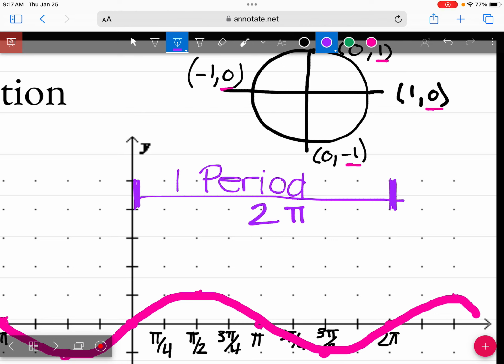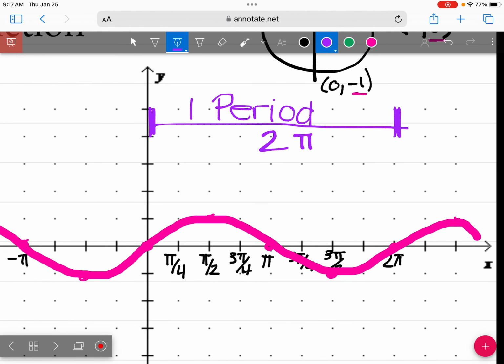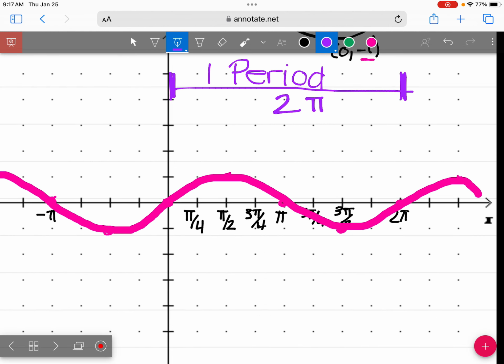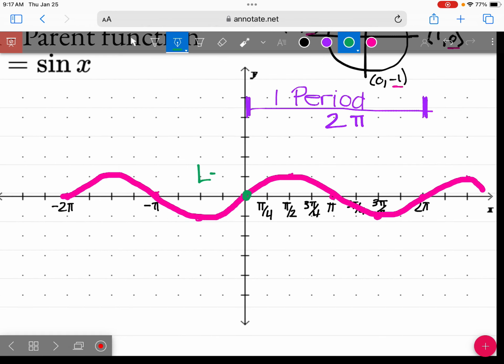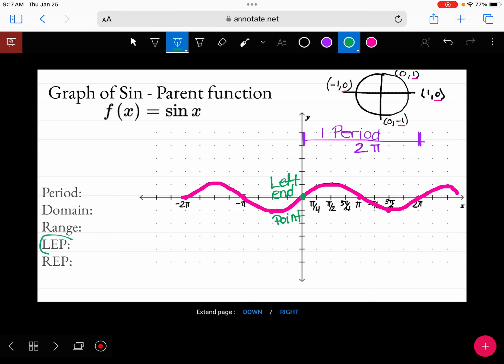When we're talking about our period, it's helpful so that when we're talking to other people or writing things down, we can know where the period starts and where the period ends. So we're going to call that our left endpoint. And that's a lot of words to write. So we're going to refer to that as the LEP because we are lazy people. Left endpoint is going to be at 0.